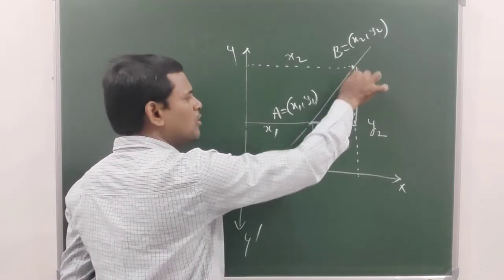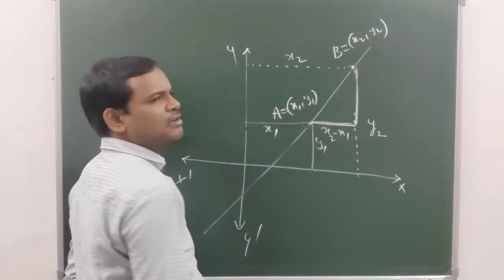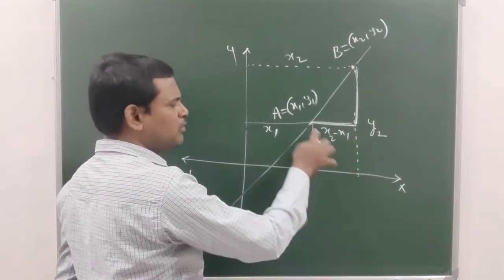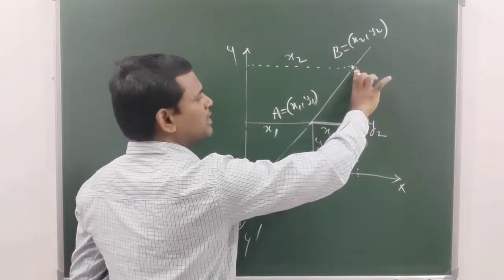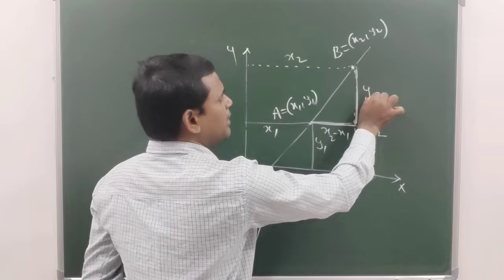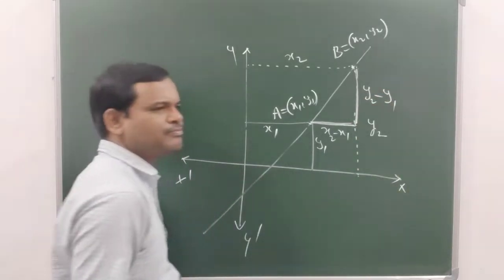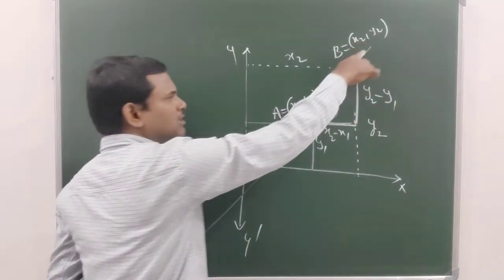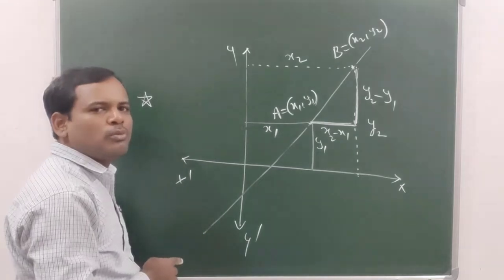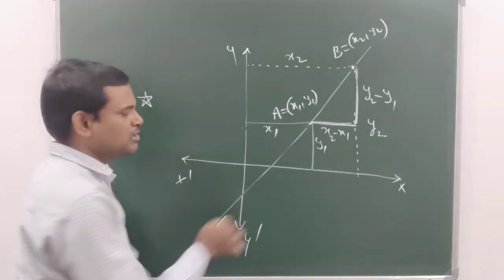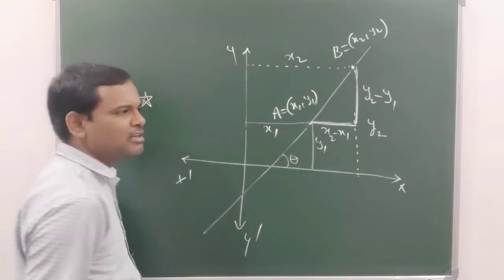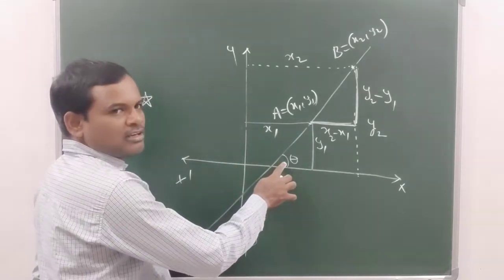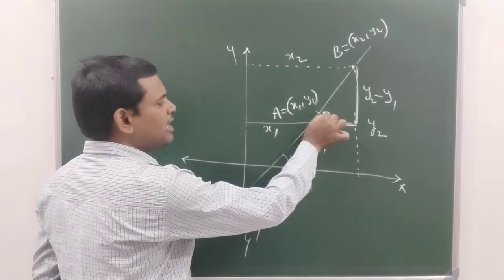Similarly, how much is this? From here to here it is y2, from here to here it is y1. Now the length of this line segment is y2 minus y1. This is the line whose slope we are going to determine. It is making an inclination theta with the x-axis. So this angle is equivalent to this angle.